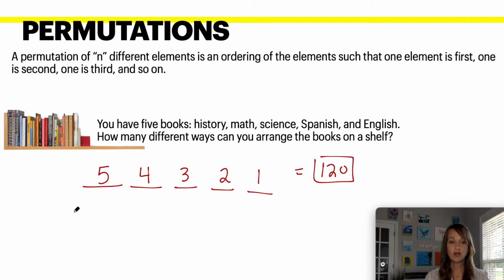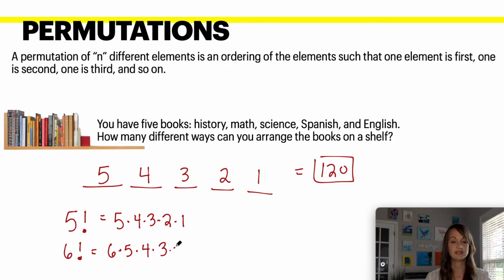Now, in this case, you also could say that this is a factorial. A factorial is a number that is multiplied by all the previous natural numbers before it. So 5 factorial would be 5 times 4 times 3 times 2 times 1, which we have now said is 120. 6 factorial, for example, would be 6 times 5 times 4 times 3 times 2 times 1. So for ordering a set number of elements, you could use a factorial.